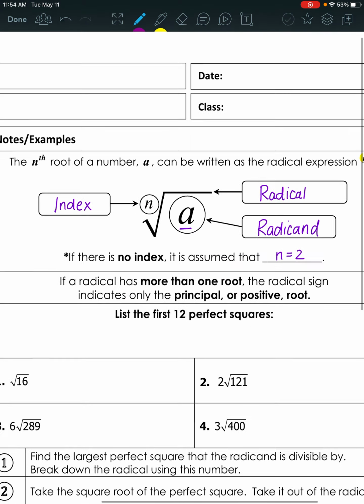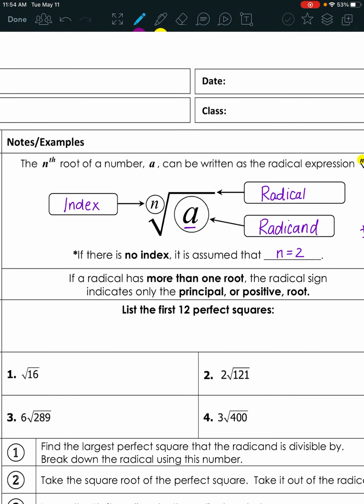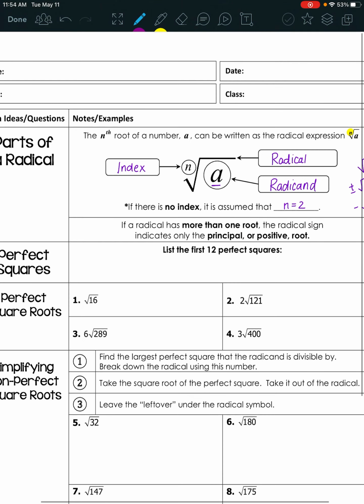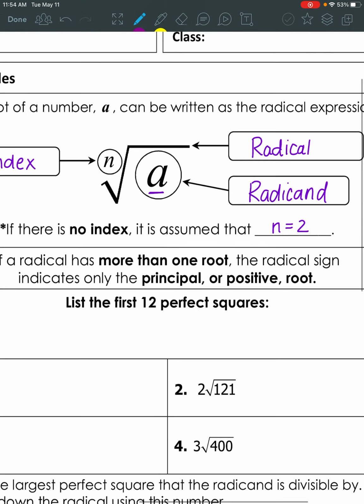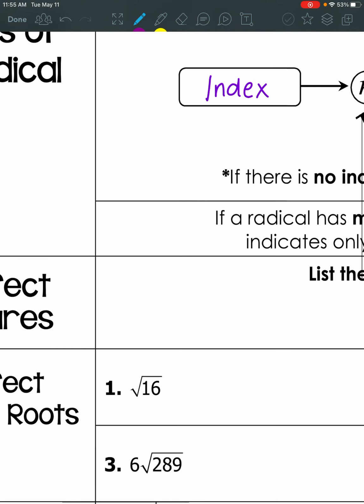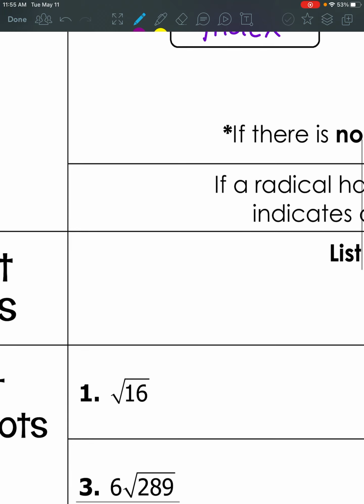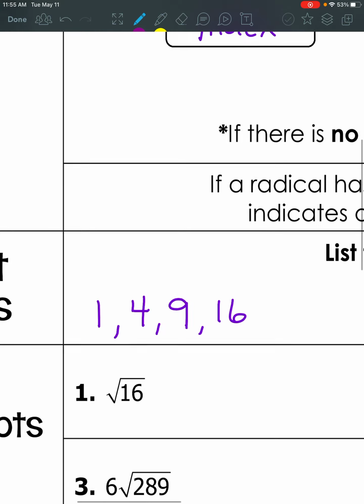All right. Knowing the perfect square roots or the perfect squares is going to be extremely helpful for simplifying radicals. So let's list out the perfect squares. We're going to list out the first 12. So what that means is 1 times 1. So a square is 1. 2 times 2 is 4. 3 times 3, 4 times 4, and so on.